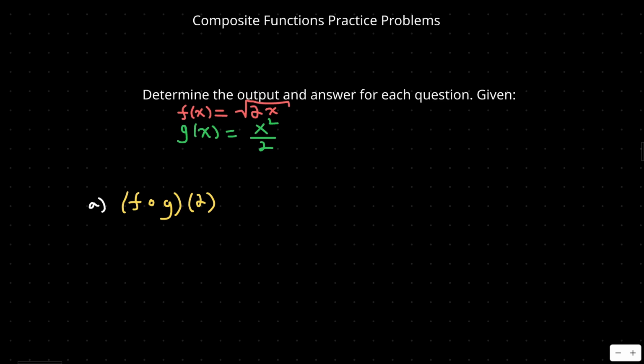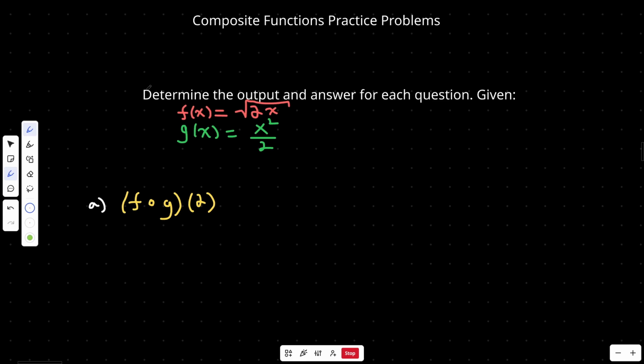So let's get started. Question 1 says determine the output and answer for each question, given the function f of x and the function g of x. For part A, it's asking us f of g of 2.